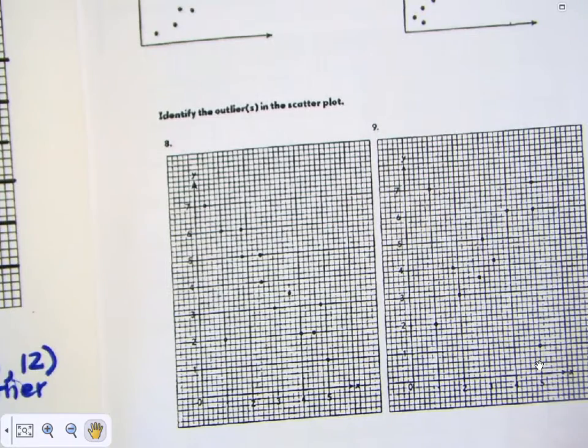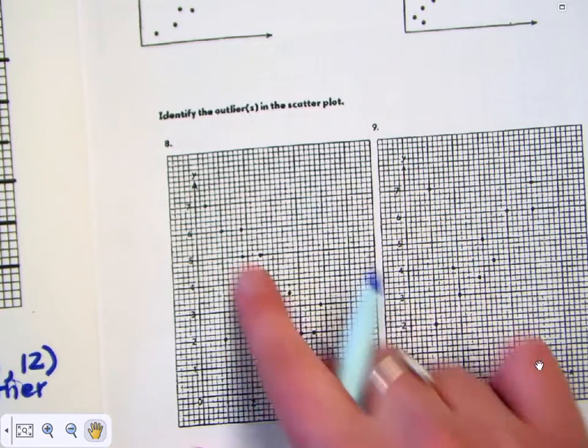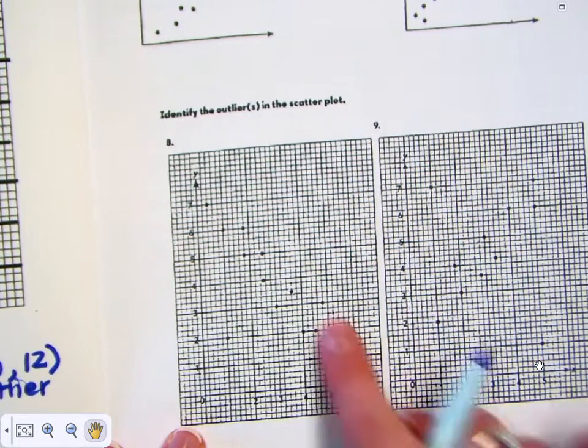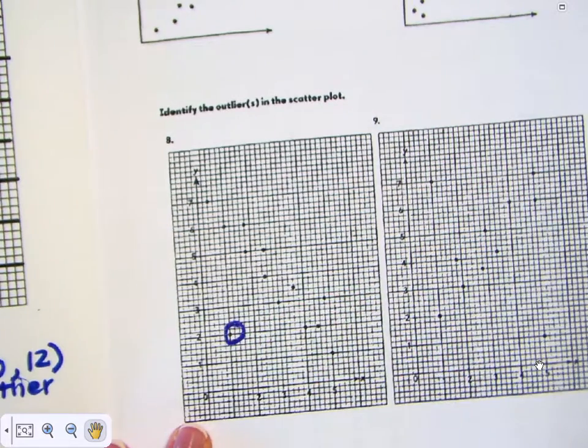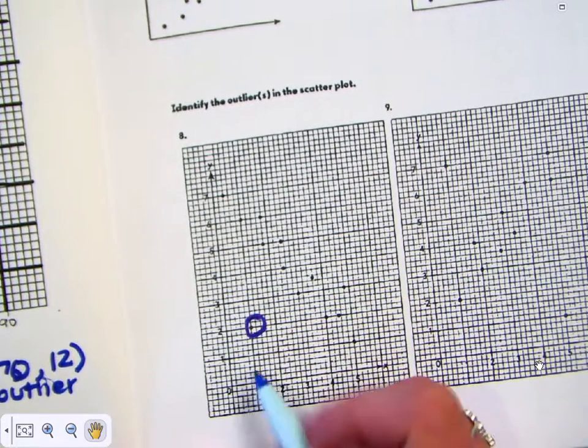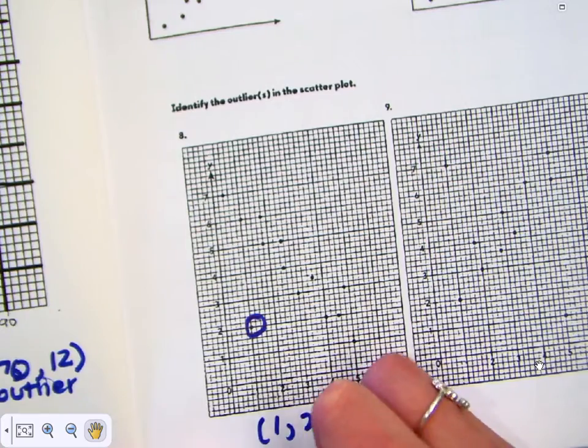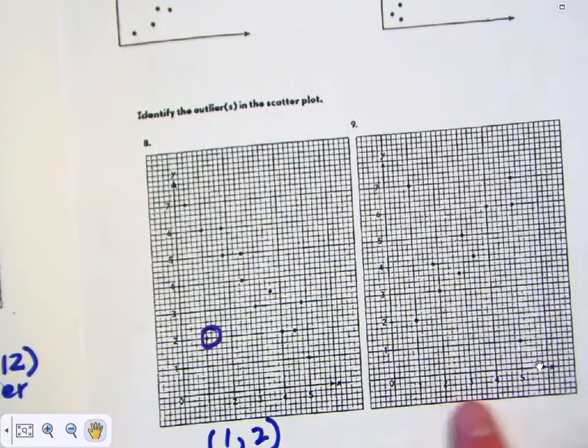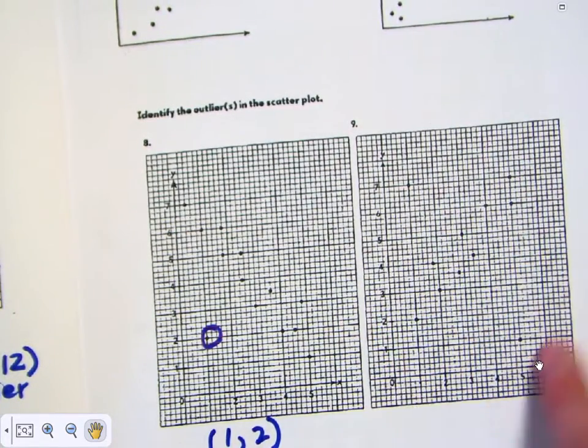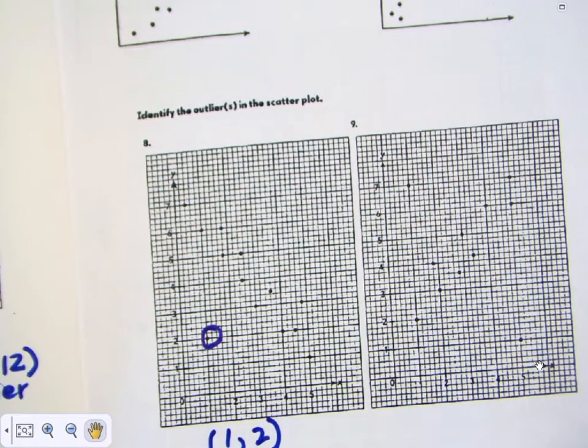If we go down, these are kind of tough to see. But for 8, we're identifying the outliers, so it looks like this would be an outlier here, and that would be the point 1, 2. That would be our outlier in this. See if you can find the outliers there, there might be more than one.